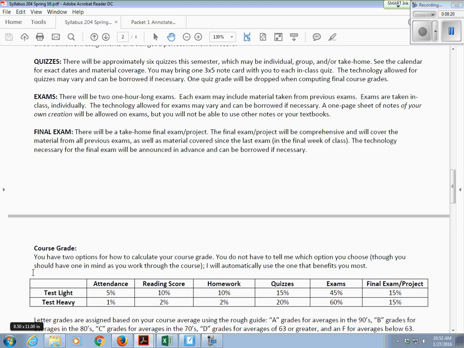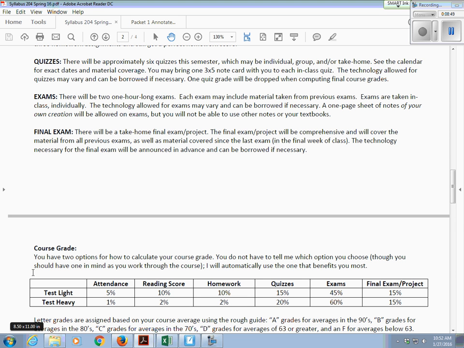I'll drop 1 quiz grade at the end of the semester. For exams, there are only going to be 2, and each exam can take material from the previous exams. They're in-class and individual. The technology allowed for exams may vary, and you can borrow it from me if you need to. I'll let you know when tests get closer what you're allowed. For both exams, you can bring 1 page of notes of your own creation.